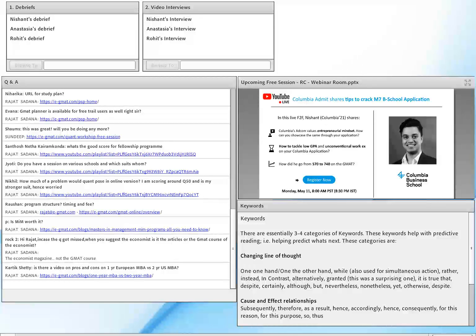But again, as e-GMAT, we exist to help you ace the GMAT. We don't exist to help you build an amazing application. It's something that we can't do at scale. Why? Because we get 10,000 paying students a year, so it's very difficult for us to do it at scale. So we've chosen not to do this.